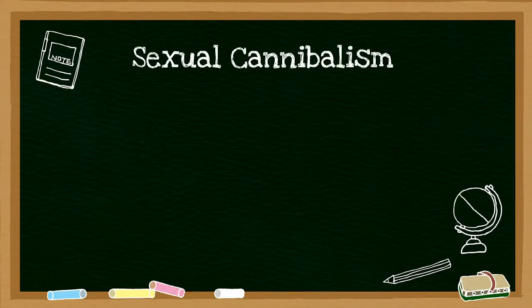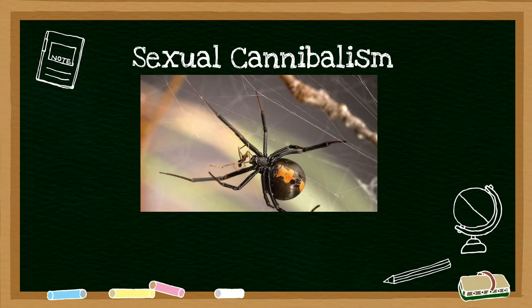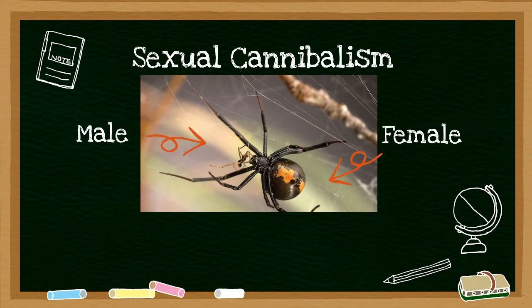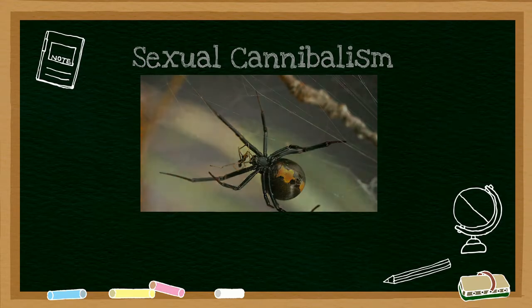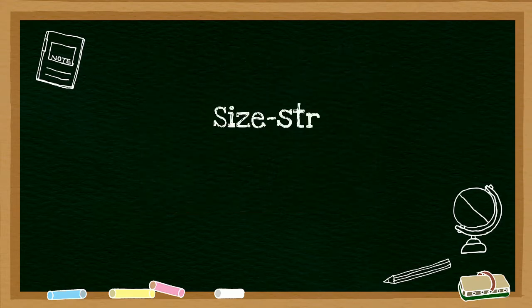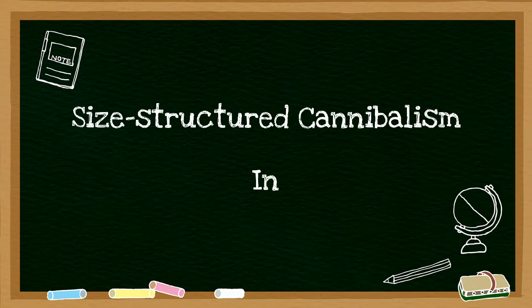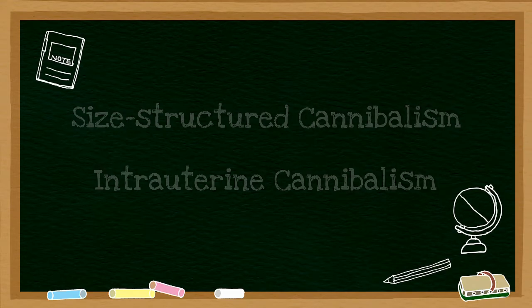There are a lot of types of cannibalism, such as sexual cannibalism, which normally involves the consumption of the male by the female individual before, during, or after copulation. Other forms of cannibalism include size-structured cannibalism and intrauterine cannibalism.